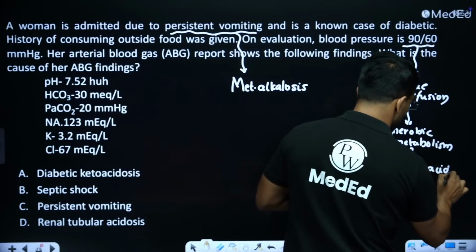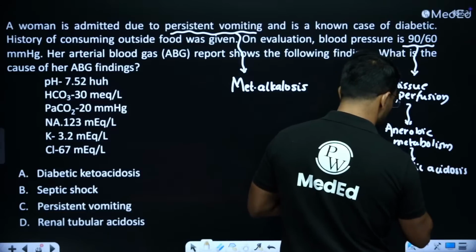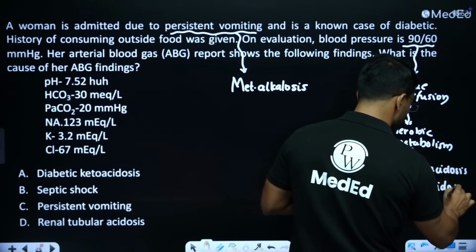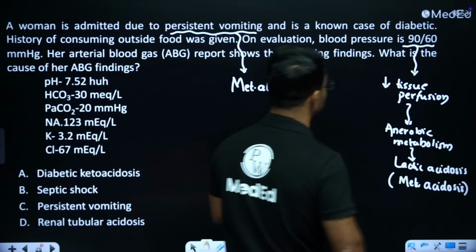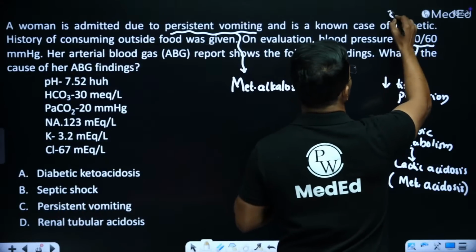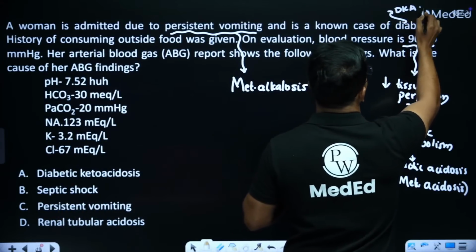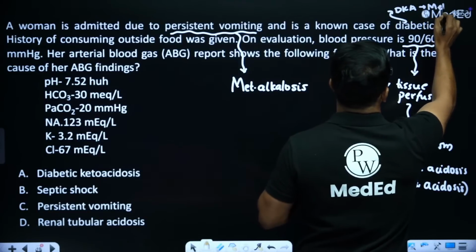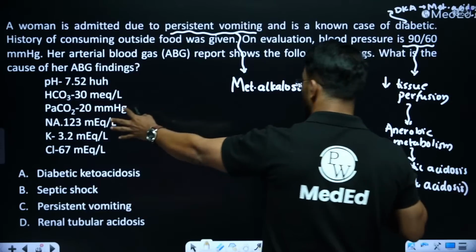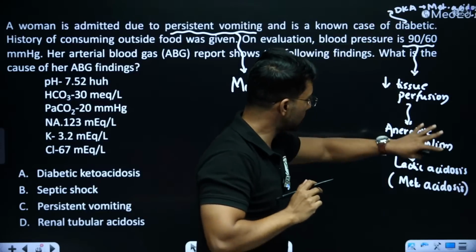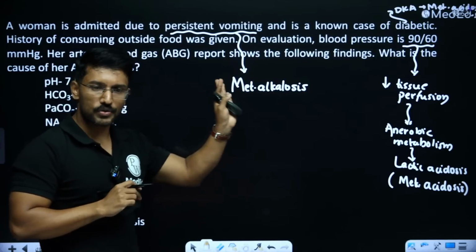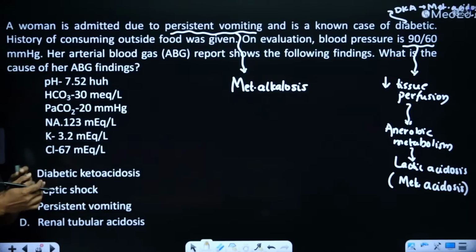Lactic acidosis is nothing but a high anion gap metabolic acidosis itself. Then third, diabetes. Diabetes itself is known to cause DKA, which is also a high anion gap metabolic acidosis. So if the ABG shows metabolic acidosis, then either diabetes or this hypotension can be a reason. But if ABG shows metabolic alkalosis, then it is most likely related to vomiting.